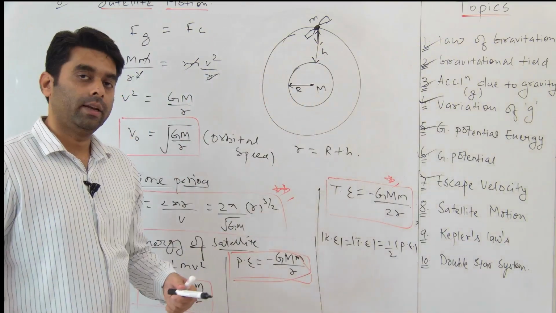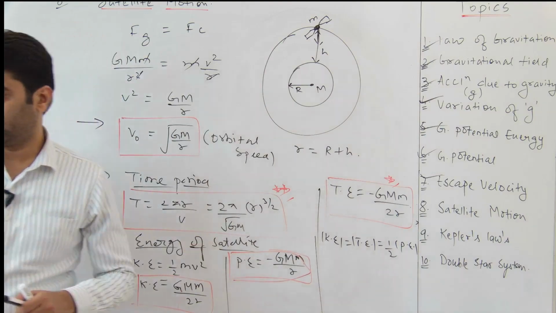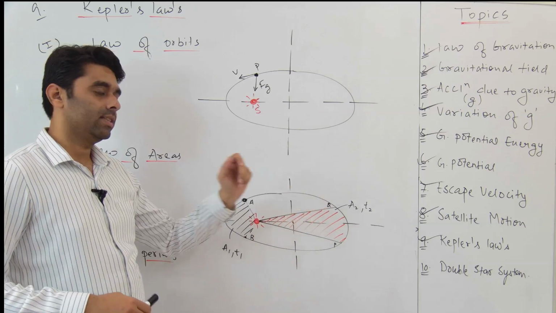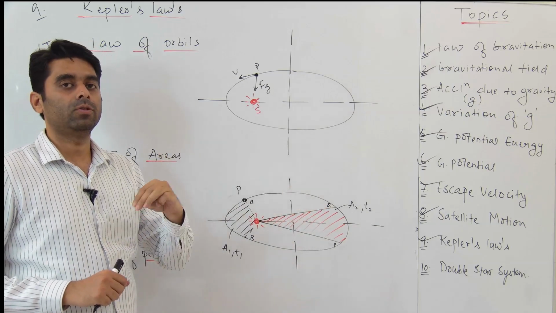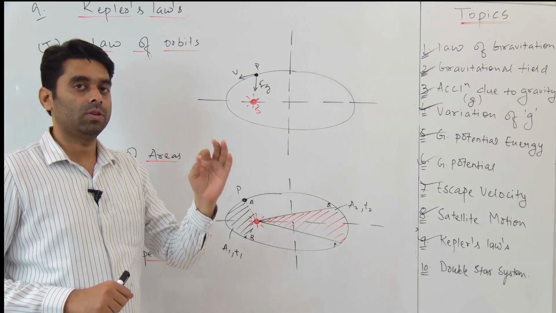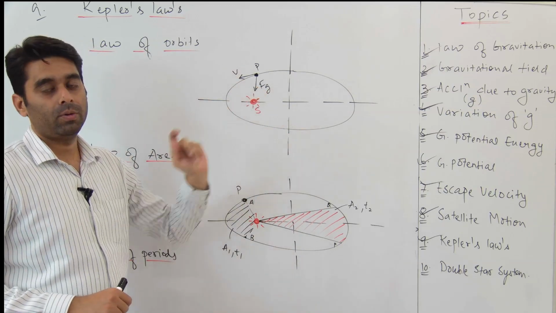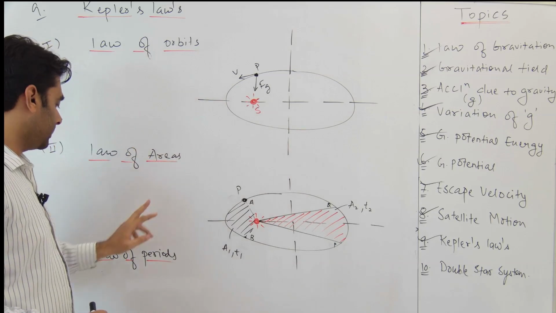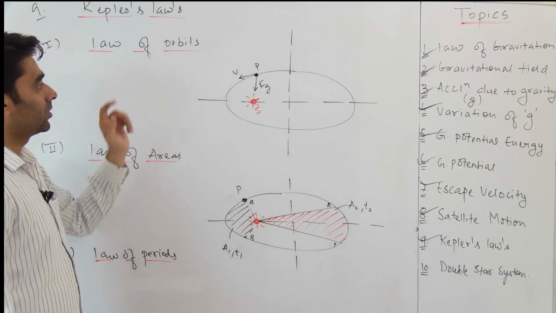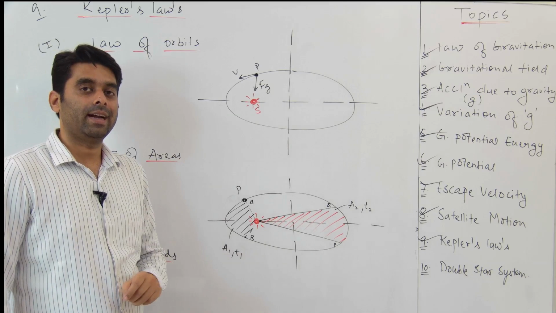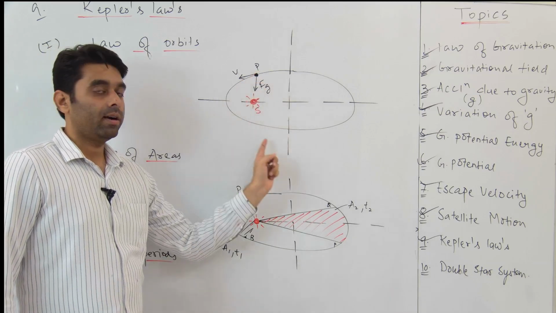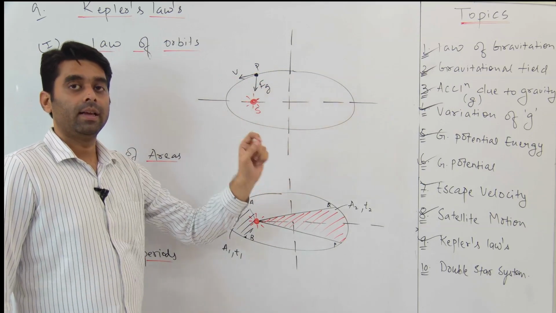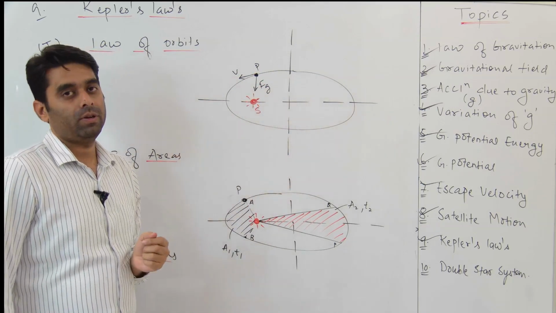So next, let us move to the next topic. Now we are discussing Kepler's laws. There are three Kepler's laws which talk about the motion of planets about the sun. First is the law of orbits, second is the law of areas, and third is the law of periods. First, the law of orbits says that a planet will revolve around the sun in an elliptical path, not circular, such that the sun is present at one of the foci.